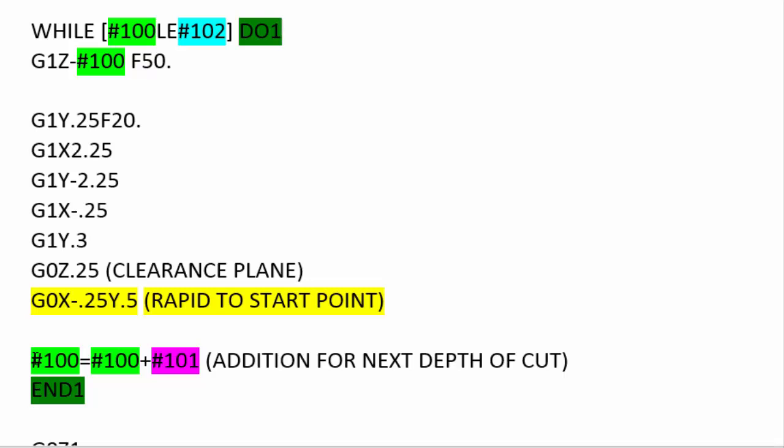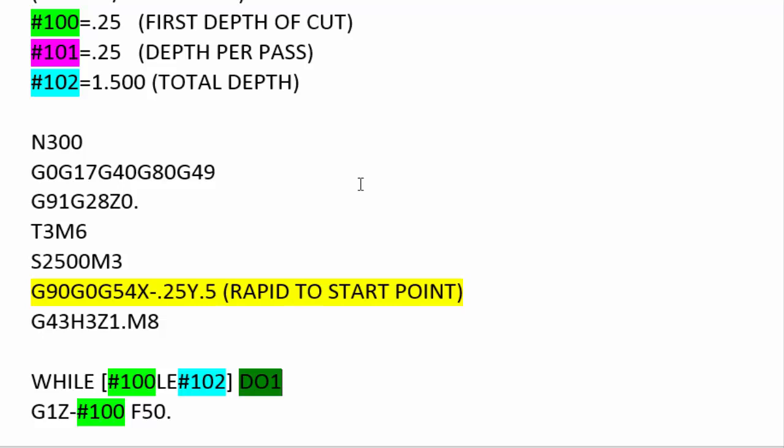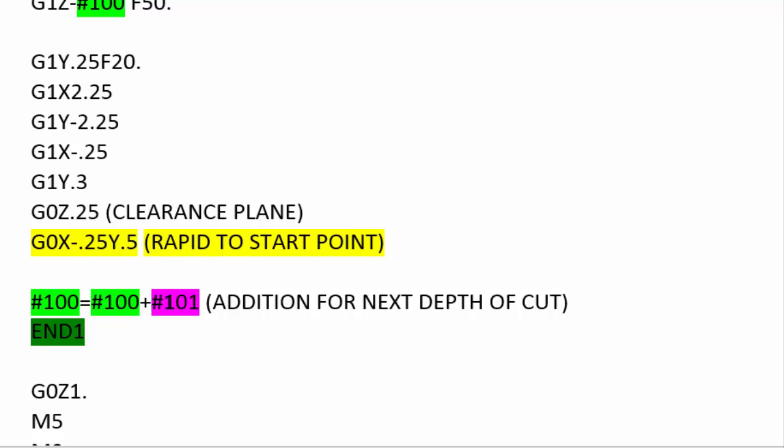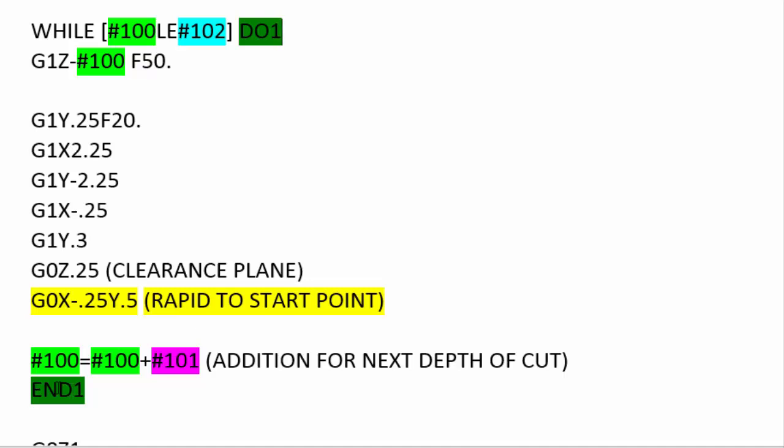So we take the current depth of cut, which is #100, and we say it equals #100 plus #101. If we look at the top of the program, #101 is 0.250, so #100 plus #101 is the current 0.250 plus an additional 0.250, so now that's a half inch. It reads an M1, it jumps back to the WHILE DO statement, and now #100 is 0.500, which is still less than or equal to #102. Remember, #102 is the total depth.